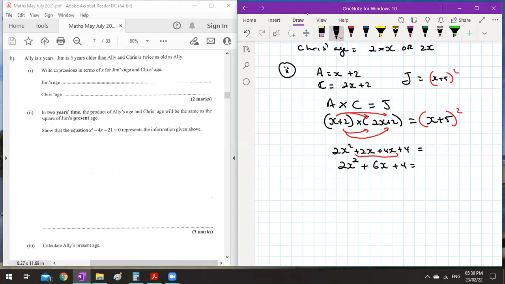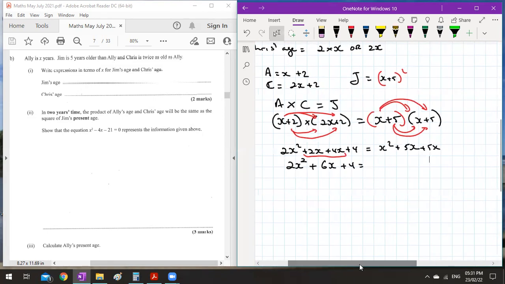So square means multiplying by itself. So you can say x plus 5 by itself. And again, it's a similar way to remove the brackets. X would multiply by the 2 terms, the 5 would multiply by the 2 terms. So x by x is x squared. X by 5 is positive 5x. 5 by x is positive 5x. And lastly, 5 by 5 is positive 25. And now we want to move this to the left-hand side.